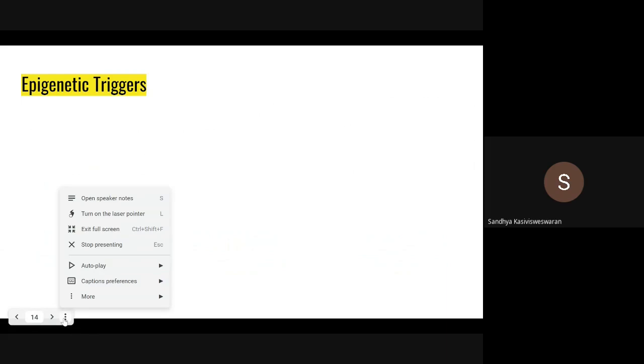We've been talking about epigenetic triggers quite a bit. So can someone tell me what epigenetic triggers are? There's not a formal definition, but just what you understand by the term. Okay, so epigenetic triggers are any substances that cause epigenetic changes.